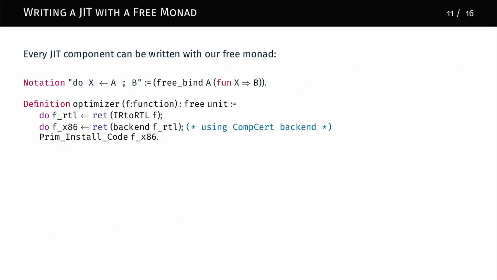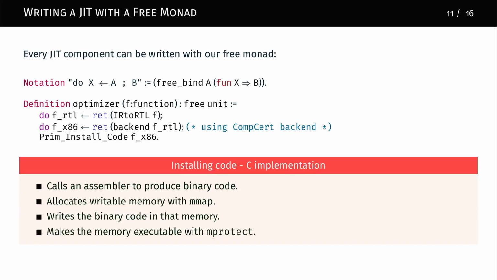So this is all we need to write our incomplete JIT. Every component can be written in this way. If I go back to the optimizer of my JIT, I can write it this way. I can first use a function to generate some RTL code from my IR function. You see a pure keyword, meaning that this is a purely pure computation. Next, I can use a CompCert backend to generate some native code. And finally, I can try and install that code by using a primitive.